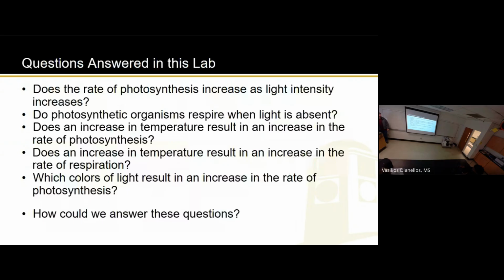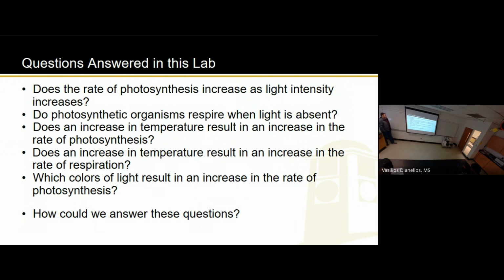So here's some questions that we're going to answer in this lab. Does the rate of photosynthesis increase as light intensity increases? So basically, as things get brighter, do plants and other photosynthetic organisms do more photosynthesis, so to speak? That's one of the experiments.